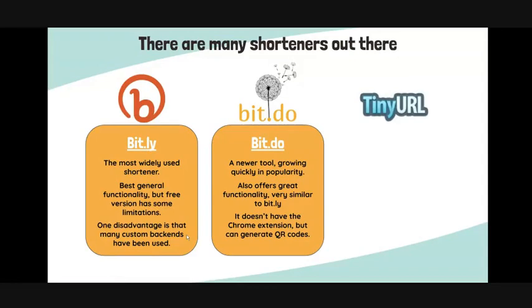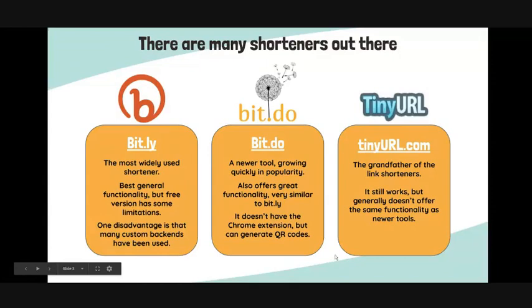TinyURL is actually more here just out of curiosity, because TinyURL is kind of the grandfather of the link shorteners. This one was, to a large extent, the thing that started all of it. It works, but simply put, it doesn't work as well as the others do. I just put it there because I think you probably have encountered TinyURLs, and there's lots of people that are still using TinyURL because it was the one that was kind of the first one around. However, the newer ones just offer a lot more functionality.